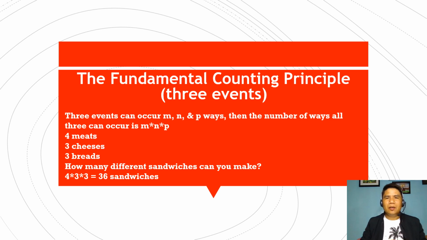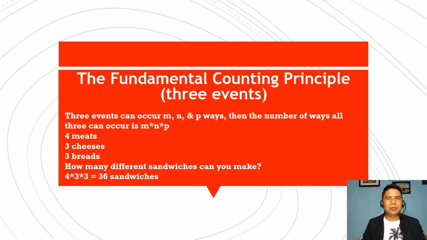In the case of counting wherein there are three events, if three events can occur m, n, and p ways, then the number of ways all three can occur is m times n times p. So here is an example of the events, and then there's a problem: how many different sandwiches can you make?